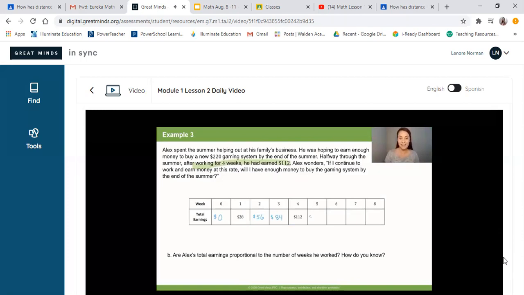Perhaps you found that Alex will have earned enough money to buy the $220 gaming system by the end of the summer. Does your table look like this? I was able to multiply each of the number of weeks by 28 to find the corresponding total earnings.